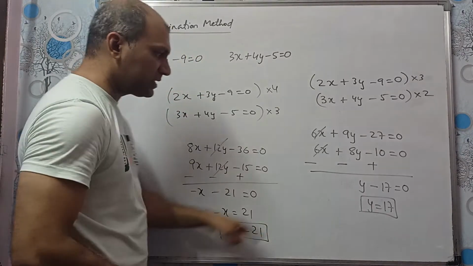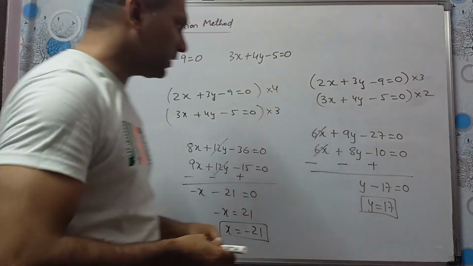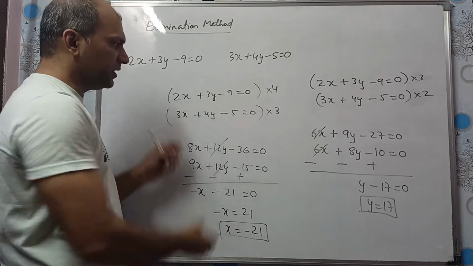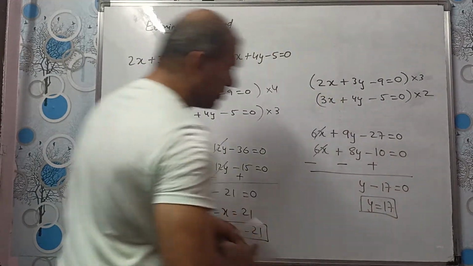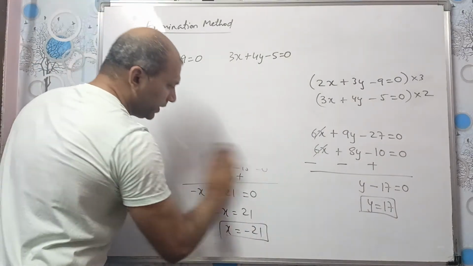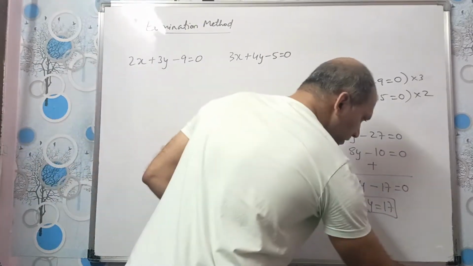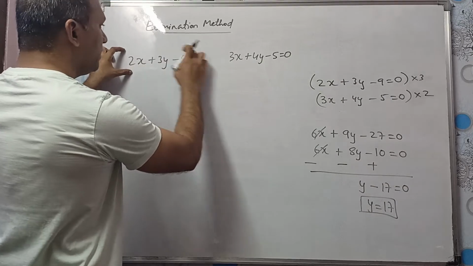So the value of x and y we got now. Okay. This is called the elimination method. We need not do this. See, if we find the value of y is equal to 17, right? What we can do is, we can substitute y is equal to 17 in one of these equations.